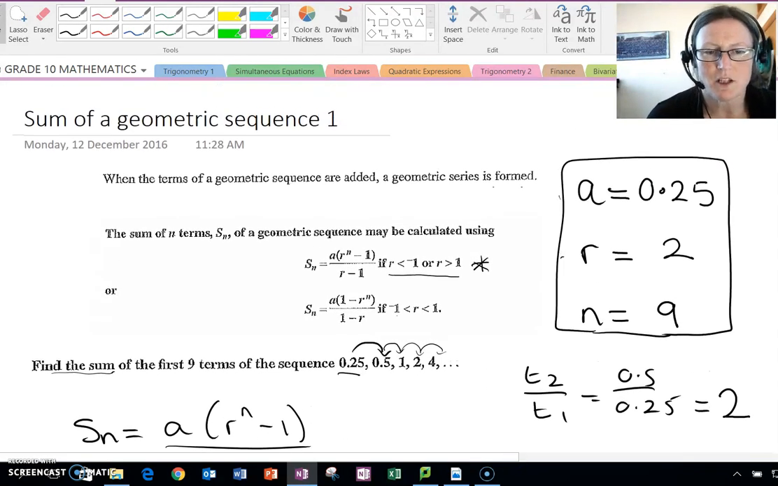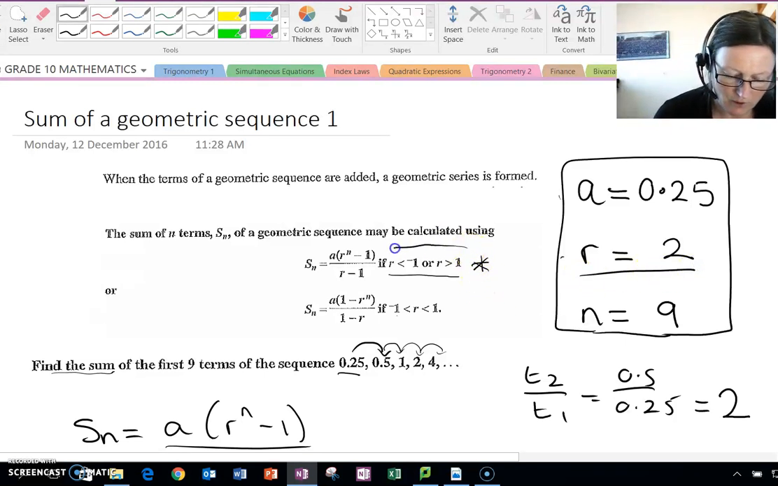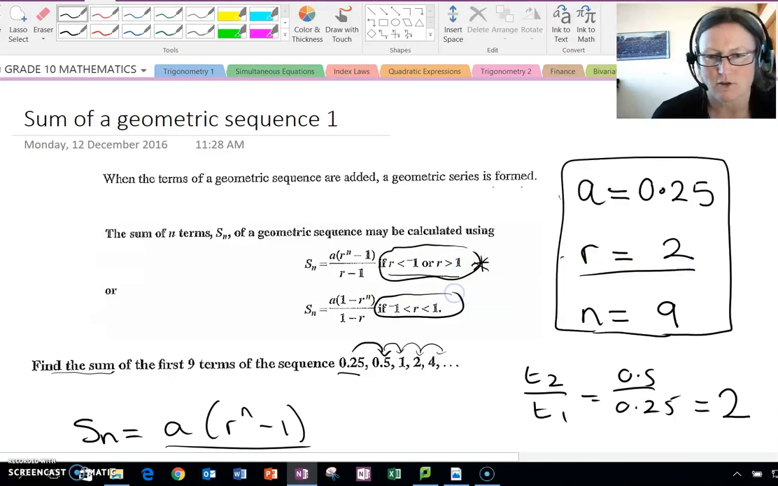So let's go back up to the top here. When the terms of a geometric sequence are added together, a geometric series is formed. There are 2 formulas. Which one you use depends on what this common ratio is. So it tells you in which circumstances to use this formula, and in which circumstances to use that formula. And then when you have a, r and n, it's a matter of simply substituting into the formula.